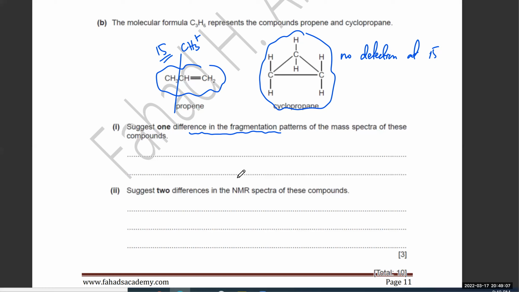And for the NMR spectrum, they're looking for two differences. The NMR spectrum is about the hydrogen protons, right? So can you tell me how many different peaks, how many different hydrogen environments, there are in this one? Just one, because they're all exactly the same. So this one will have only one peak and no splitting, right?